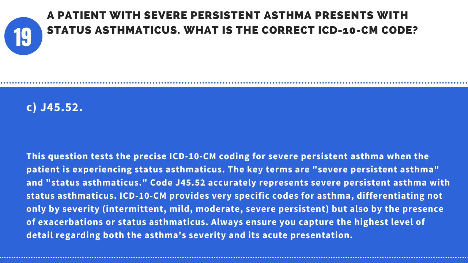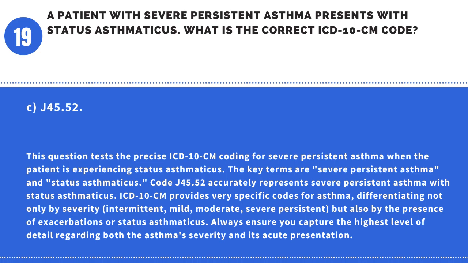Answer: C. J45.52. This question tests the precise ICD-10-CM coding for severe persistent asthma when the patient is experiencing status asthmaticus. The key terms are severe persistent asthma and status asthmaticus. Code J45.52 accurately represents severe persistent asthma with status asthmaticus.